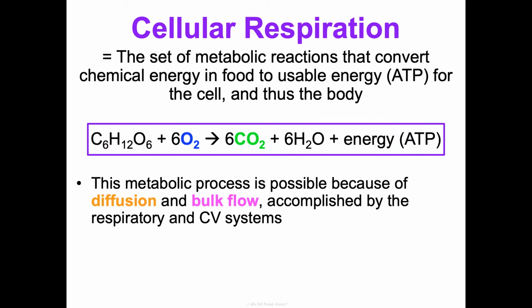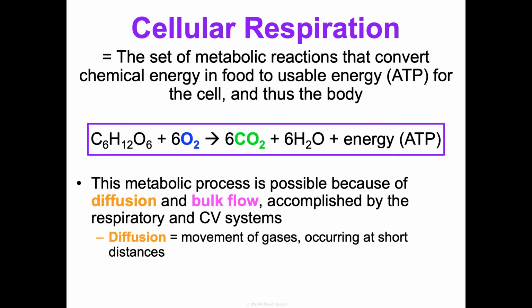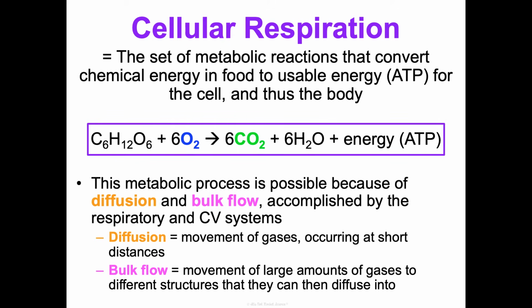So what are those words? We've mentioned diffusion several times. It's the movement of gases. But again, simple diffusion only happens across short distances, which is why we need bulk flow. We need a method to move large amounts of gases to different structures that they can then diffuse into. And that's what we have set up in these two systems to make possible. So that is the respiratory system.